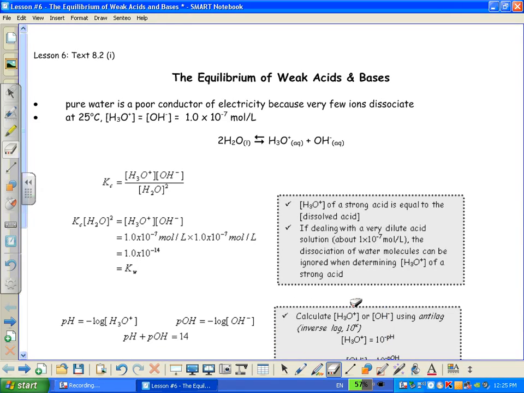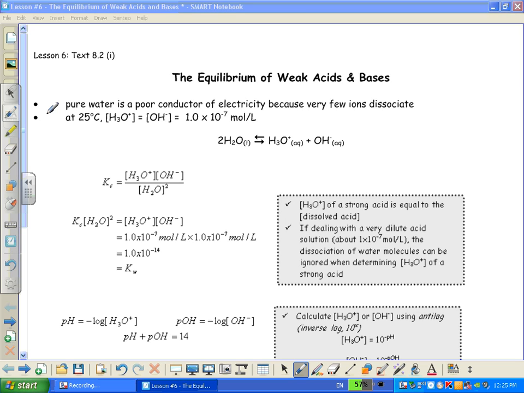Welcome to the next lesson, which is number 6, which can be found in your textbook in section 8.2. This lesson is pretty long, so it is going to be divided into 2 parts. So today we're going to look at part 1. The title of today is The Equilibrium of Weak Acids and Bases.